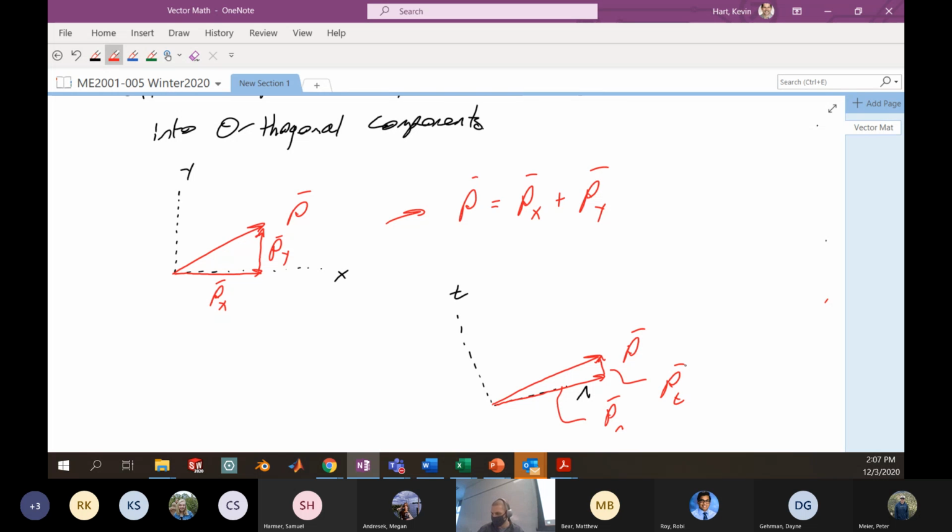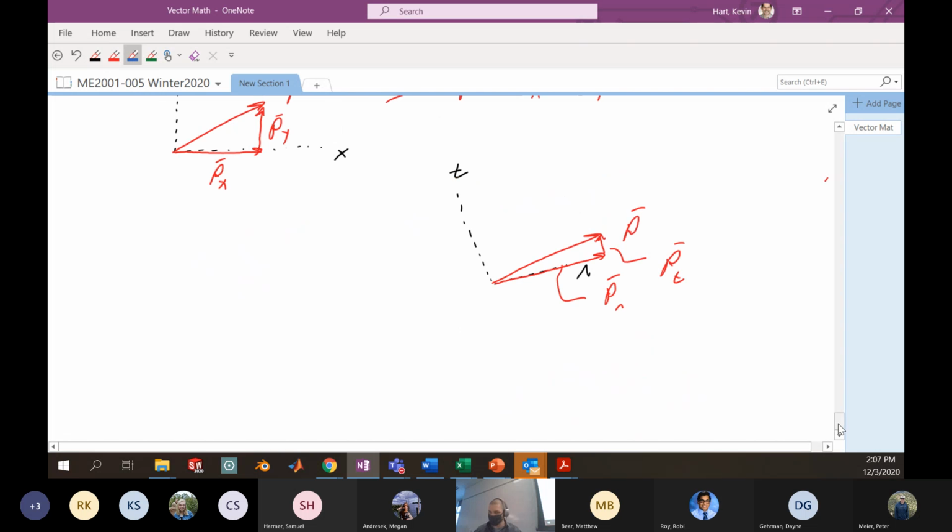Okay. But the point I was trying to draw is that this vector P is the same vector in both situations. We're just resolving it into different directions, depending on some orientation of a problem that we're working on. Okay. So if, again, you've got some box that's sliding up and down a ramp, maybe you want to use these normal and tangential coordinates instead of the traditional XY coordinate system.